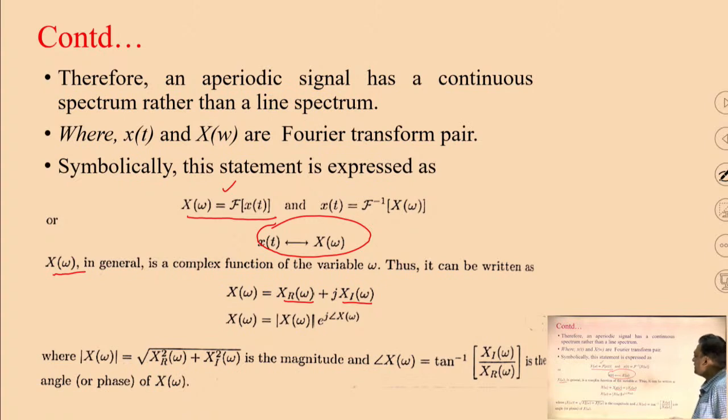So how do we take the magnitude? The magnitude of X(omega) is the square root of X_r squared(omega) plus X_i squared(omega). Basically this is the magnitude, and you know that for a complex quantity the phase is tan inverse of X_i(omega) upon X_r(omega). Okay, so this is basically about the continuous time Fourier transform.